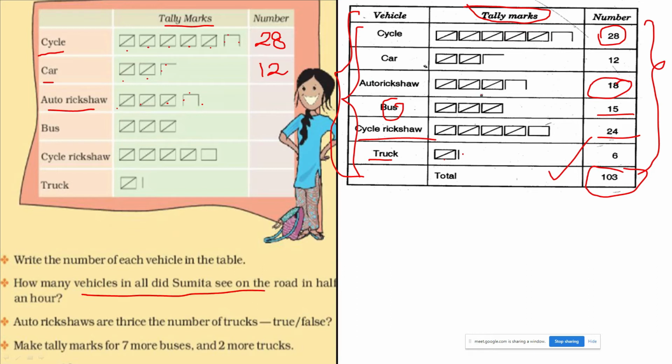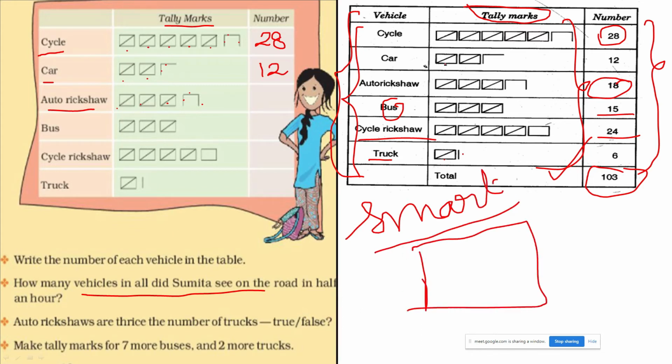So these are the data. What is the meaning of a smart chart? Collecting the data and making it in chart form, using tally marks and a chart. That is actually called a smart chart. That is what this lesson is named. A smart chart helps us tell the exact number of vehicles passing on a particular day or in particular hours, quickly and easily.